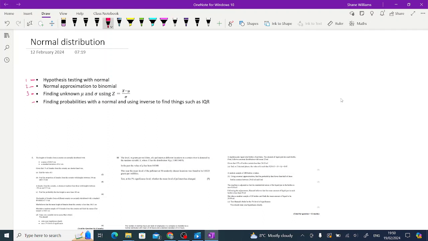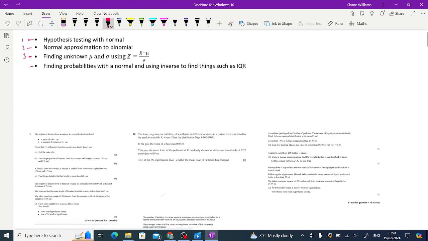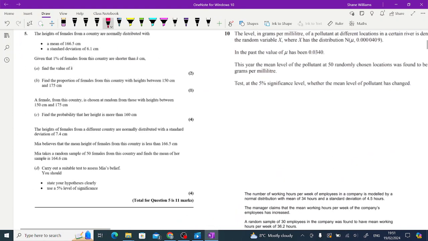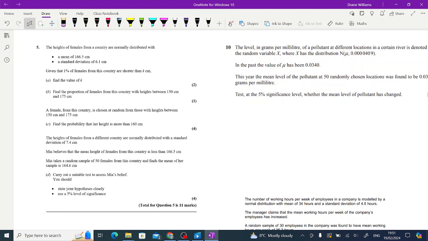Ultimately, they're quite similar processes every time. So we'll start off with the most common one, the most important one perhaps, which is hypothesis testing with the normal. So here's just an example of some questions. Now you definitely get a normal hypothesis test in your final exam, and they won't always necessarily be right at the start. Or like here you can see question 5D, carry out a suitable test.